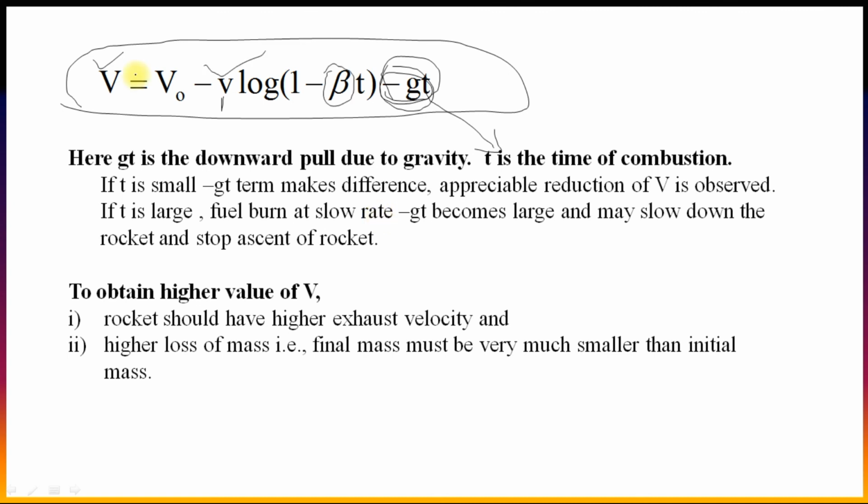To obtain a higher final velocity, the rocket should have a very high exhaust velocity and also a high loss of mass. That is, the ratio of the initial mass to the final mass should be very, very large.